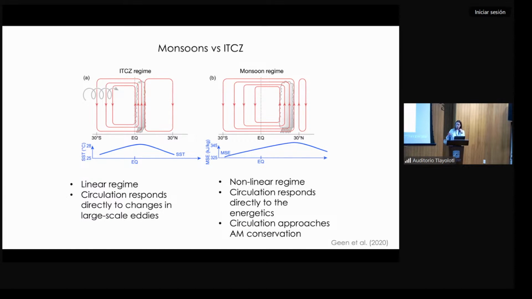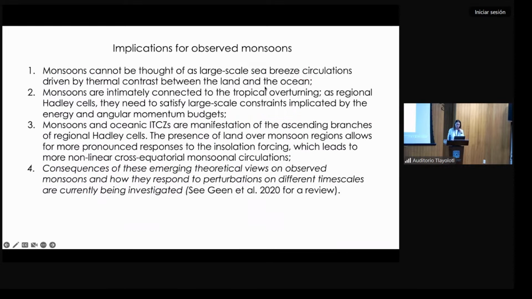Of course, the distribution of the land masses and the land-sea contrast will play a role. But this provides a nice framework to start looking at different properties of monsoonal precipitation, the associated circulation patterns, and how they respond to different forcings, based on these arguments, whether they are in a more linear regime or in a more nonlinear regime.